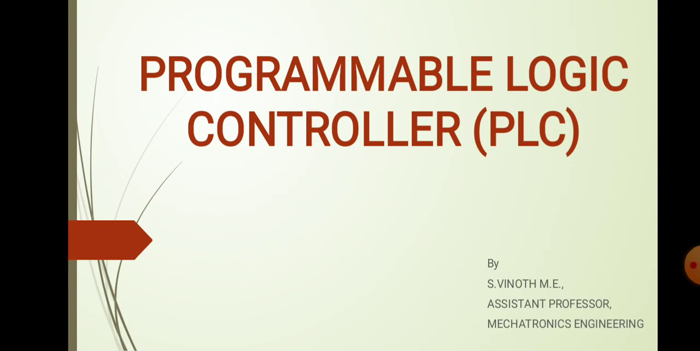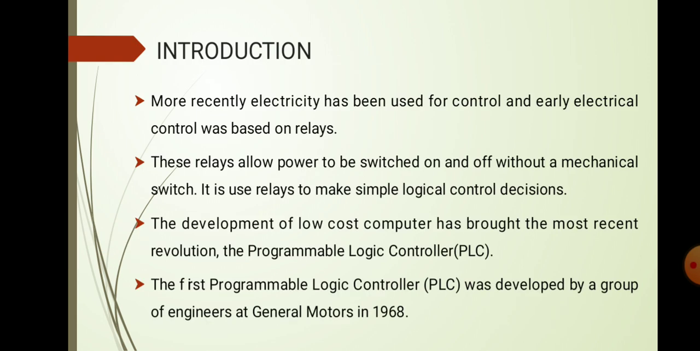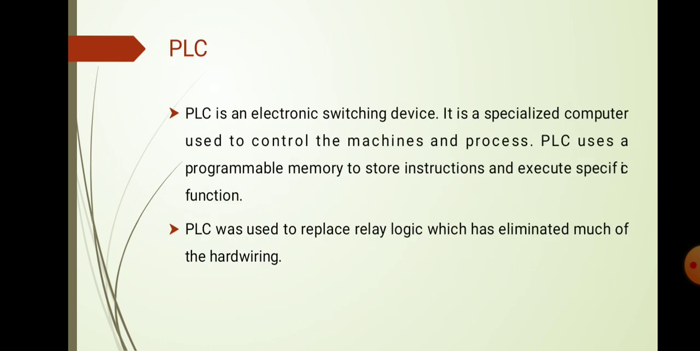Today we are going to discuss the topic of Programmable Logic Controller, which means PLC. PLC is a device used to control machines and processes in industries. It's mainly used for industrial automation. PLC is an electronic switching device. It's a specialized computer to control the machines and processes.